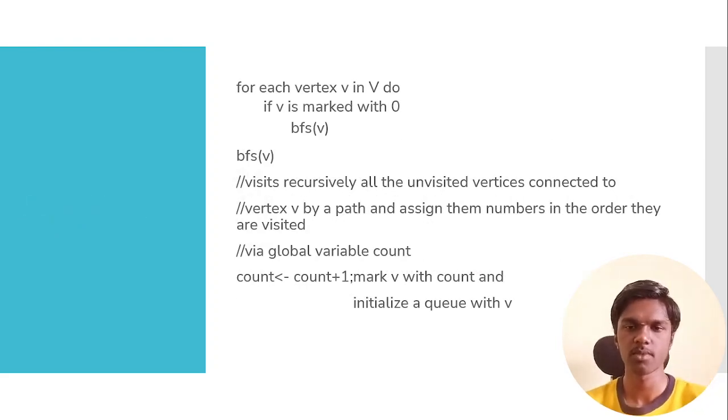For each vertex v in the set of vertices V, if v is marked with 0, then perform BFS of v, then close the for loop. BFS of v visits all the unvisited vertices connected to the vertex v by a path and assigns them numbers in the order they are visited, via a global variable count. Then count becomes count plus 1. Mark v with count and initialize a queue with v.